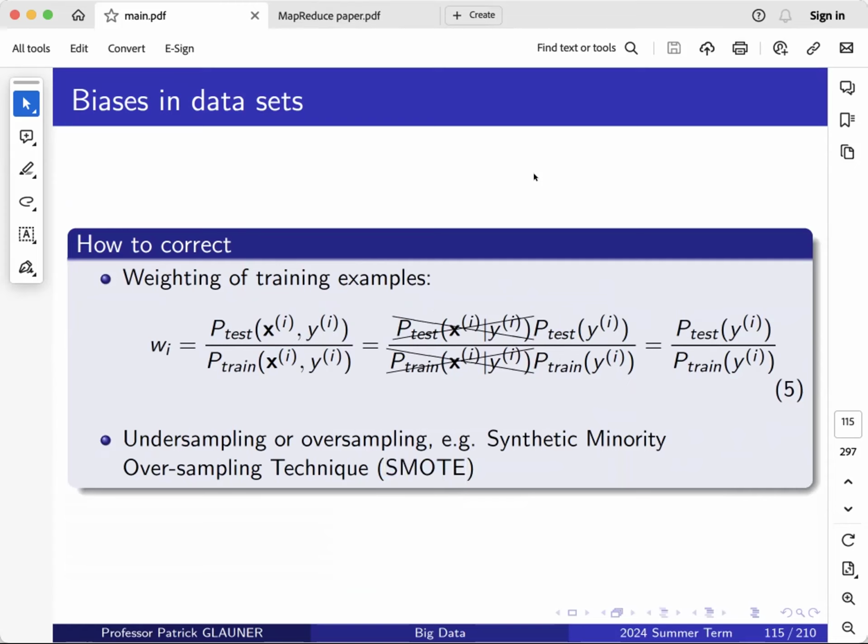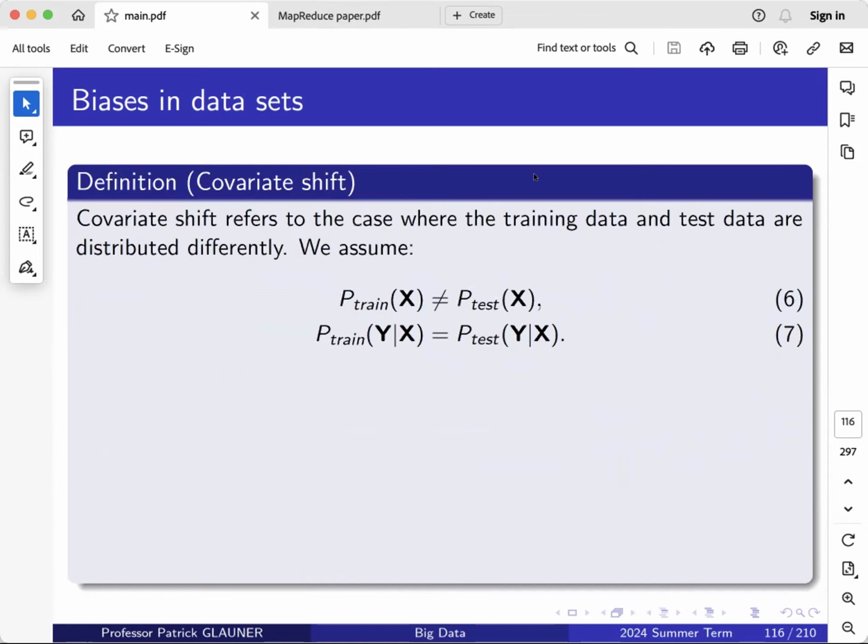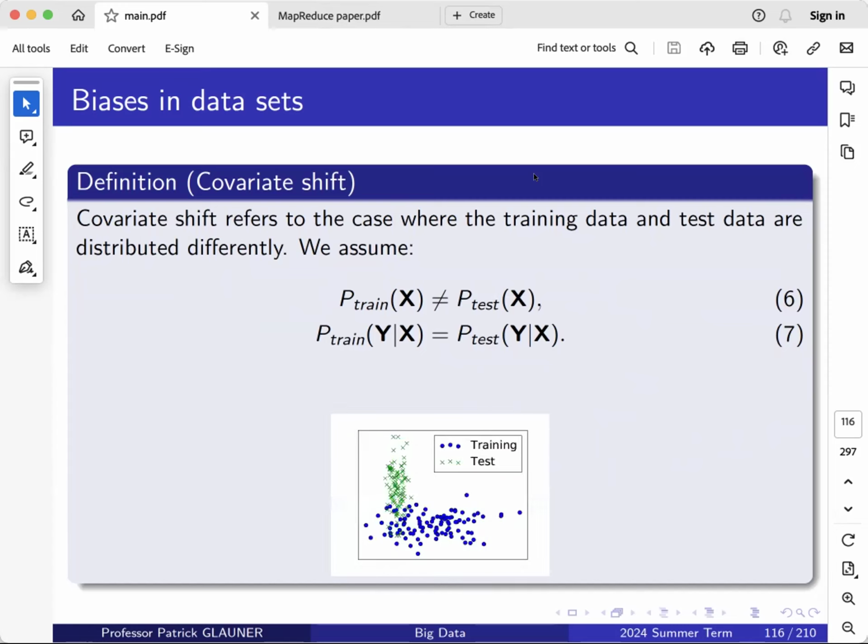Then there are many more kinds of biases. So there's not just class imbalance. There are other biases, for example, covariate shift. Covariate shift refers to a totally different kind of bias. And I want to start with this plot here. What I have in this plot is, again, a two-dimensional data set. It's an x1 and an x2 axis. And I have my training examples and I have my test examples.